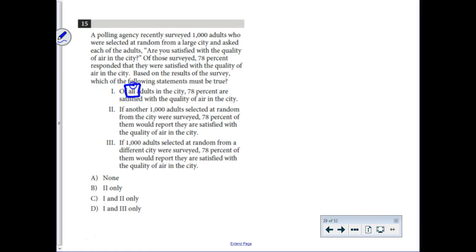Okay, I agree with that statement. And this is the issue right here. The use of the word all is like a swear word in probability land. You never use the word all, because it's all generalization and approximation, so all is a no-no. Anytime the word all shows up, throw it out. Okay, if another 1,000 adults selected at random from the city were surveyed, 78% of them would report that they were satisfied with the air quality. No, that's not how probability works. So if I go look at the next group of 1,000, the likelihood of me getting exactly 78% to say the same thing is probably not accurate, so that's a no-go.